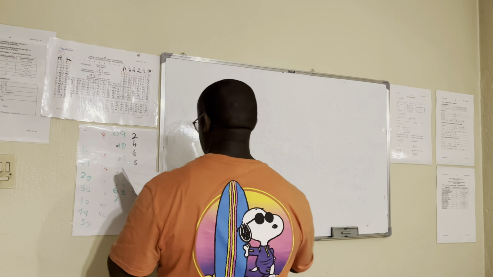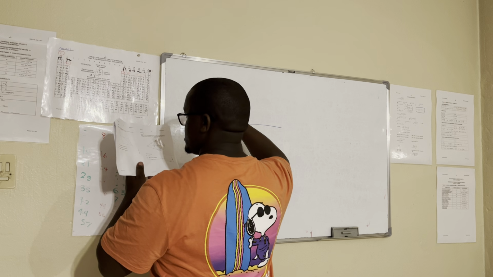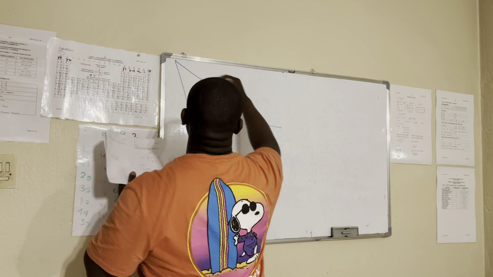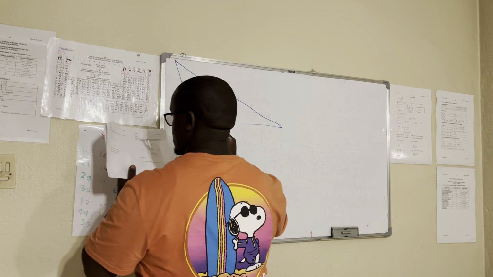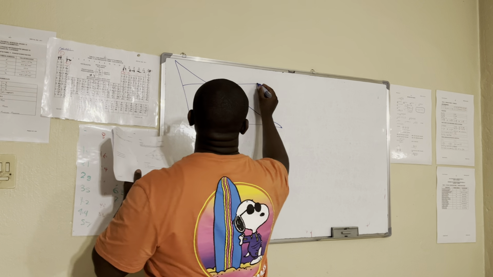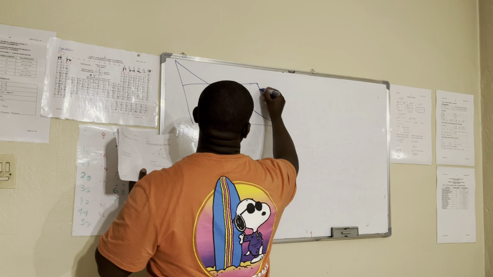I have a line like this, and a line like this, and a line like that, and a line like that. Why not? Like that.